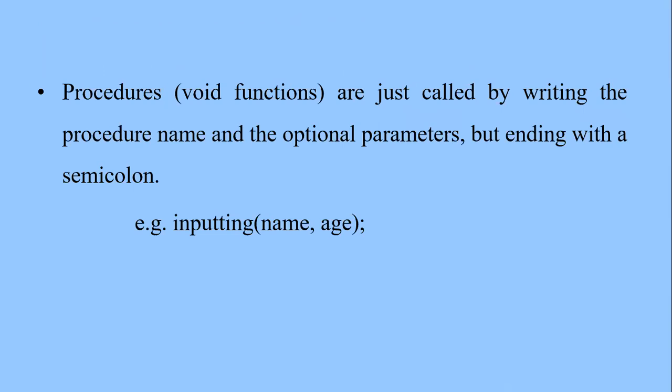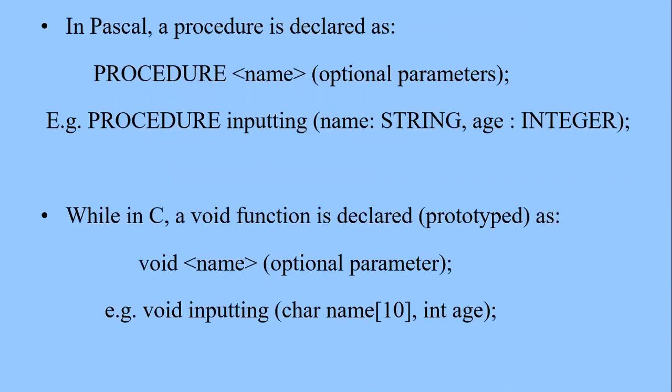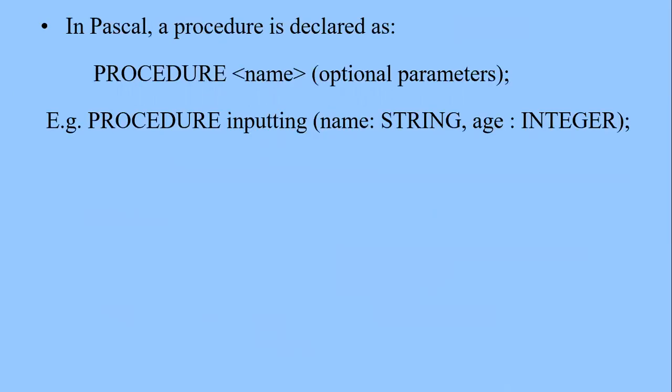Our procedure is called inputting, and it has two parameters up there. As you can see, it has two parameters. It has the string parameter and an integer parameter. The string parameter is called name. The integer parameter is age.